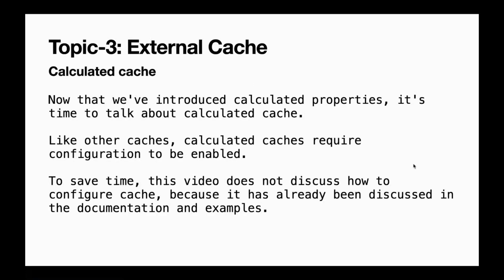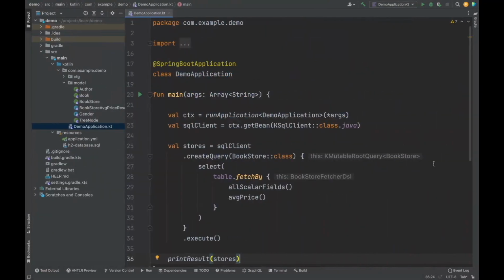Calculated cache. Now that we've introduced calculated properties, it's time to talk about calculated cache. Like other caches, calculated caches require configuration to be enabled. To save time, this video does not discuss how to configure cache, because it has already been discussed in the documentation and examples. Let's switch to IntelliJ. Unlike the last time, this time we have enabled calculated cache. Execute, wait a moment.